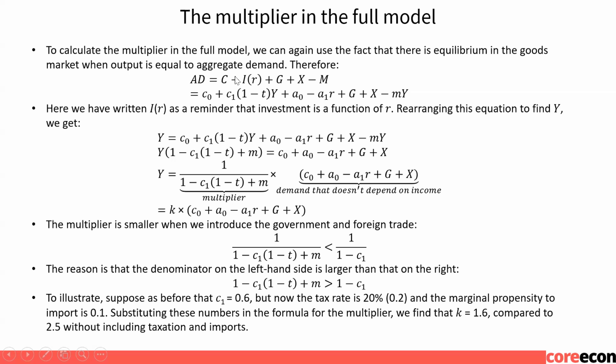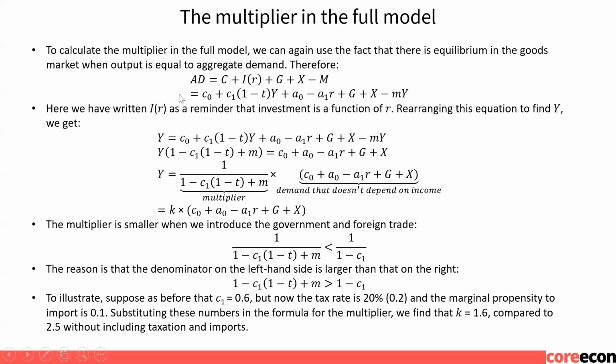And we said consumption we can write as this, right? So this is our autonomous consumption plus the post-tax income times the marginal propensity to consume. And then we have the autonomous investment minus the part that depends on the interest rate, government expenditure, and exports minus imports, which is a function of income and the marginal propensity to import. So we have written investment, as a reminder, as a function of interest rates, and we rearrange this equation.